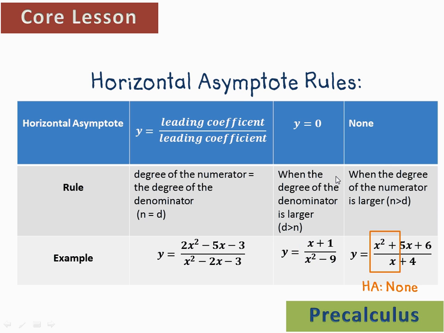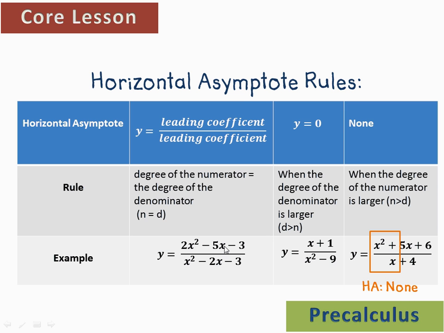The last case is when you don't have any at all. When you're looking at the equation, you can see that the numerator's degree is bigger. So anytime this happens, you could have x cubed over x, which is still larger. So you would not have any horizontal asymptote.